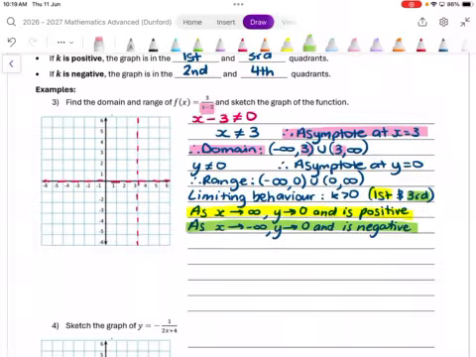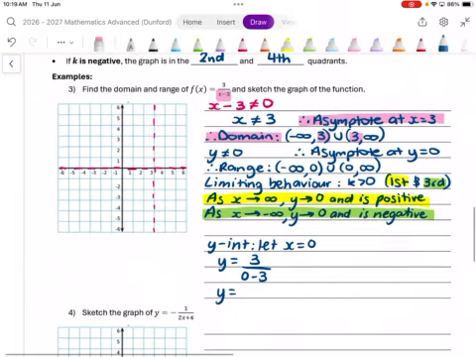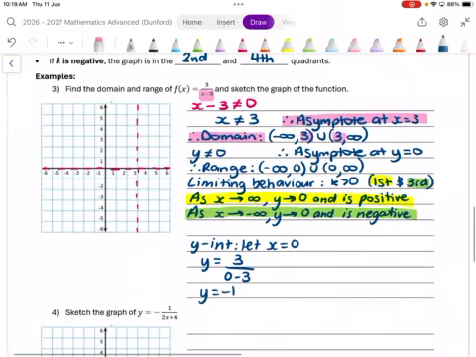Okay, the last thing that we need to find is our y-intercept. So for our y-intercept, we need to let x equal 0. So we'll have y equals 3 over 0 minus 3. And when we put that into our calculator, we get that y equals -1.